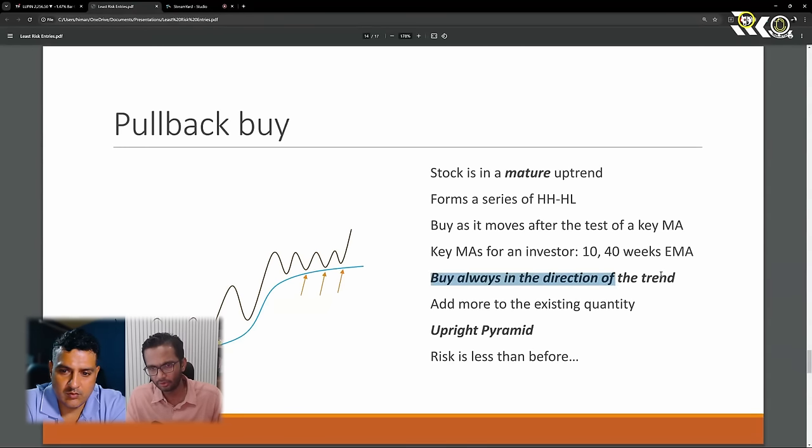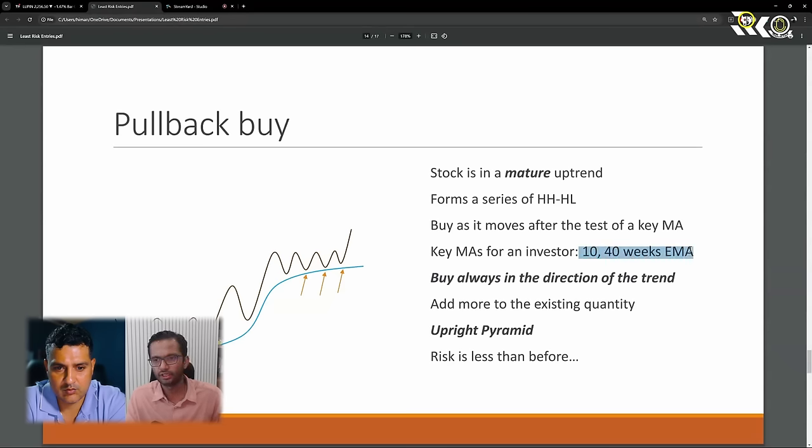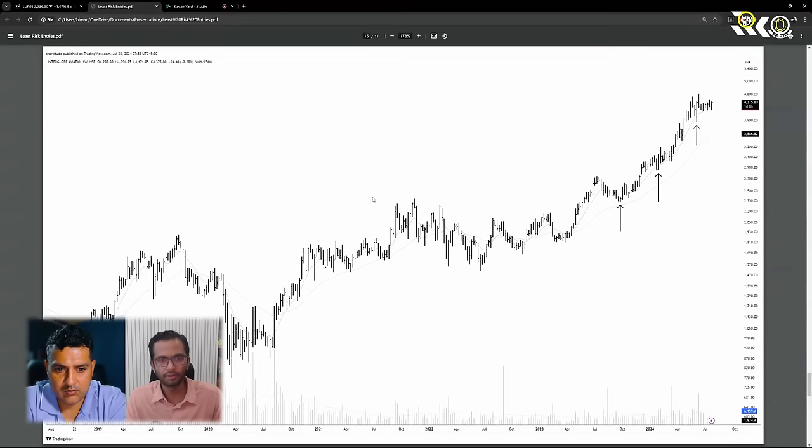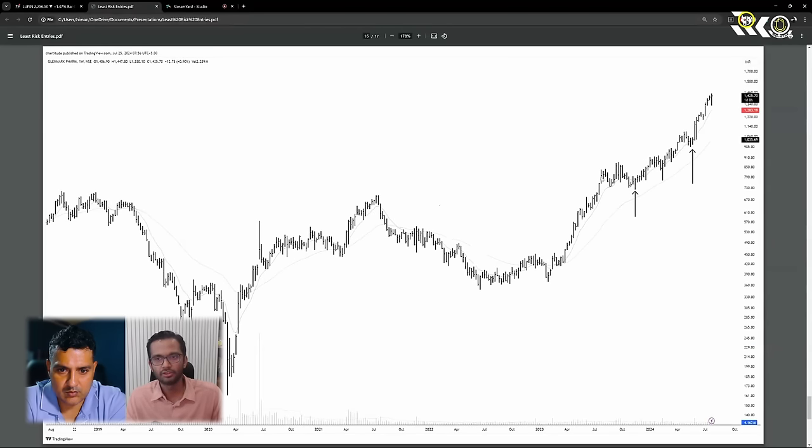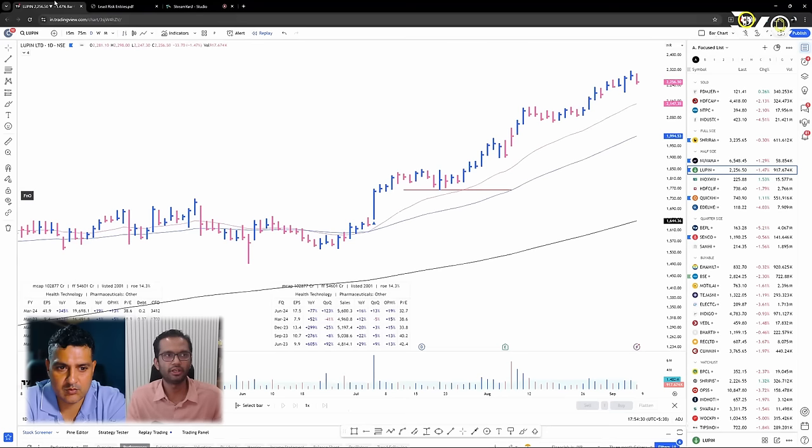So again, this is in bold. Buy, we are buying always in the direction of the trend. So that's called an uptrend, upright pyramid. The stock has already proven itself. For an investor, 10 to 40 weeks EMA is used, but for a trader, 21 EMA or 50 EMA we generally use here. The stock is in a mature uptrend now. So these are all examples of pullback buys for an investor on a weekly chart, right? So there are multiple examples for an investor.